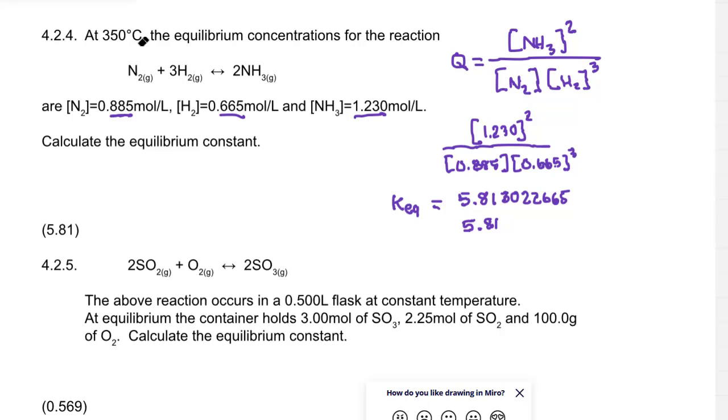I don't think we have any questions where we try to trick you by changing the temperature, but if we were in a really vile mood, I suppose we could. Just know that every K, like 5.81, is attached to a specific temperature, and if the temp changes, you can expect a different K to come up.